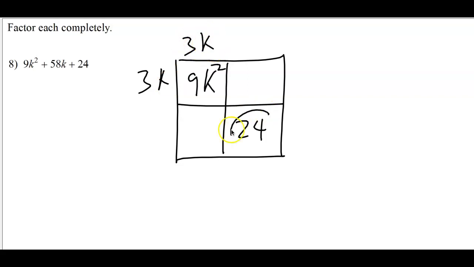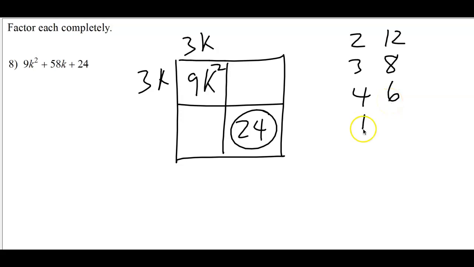What makes 24? Well, there's a lot of things that make 24. There's 2 and 12. There is 3 and 8. There's 4 and 6. Technically 1 and 24, but that's really extreme, so I doubt it's going to be that one. So I'm going to start with the more moderate pair of numbers there. Let's try 4 and 6.